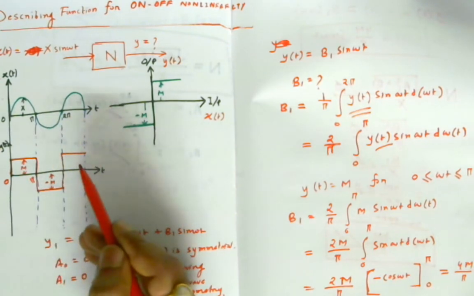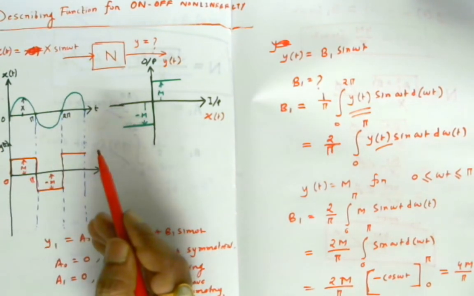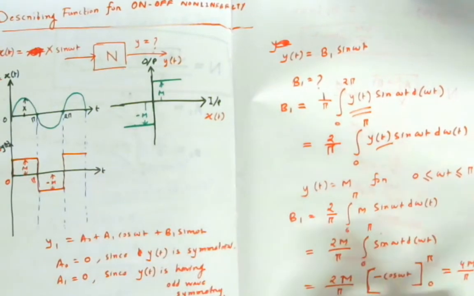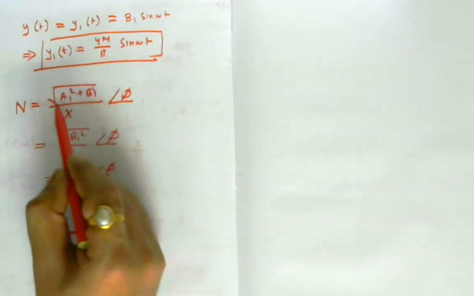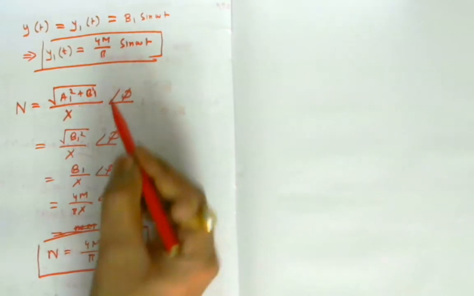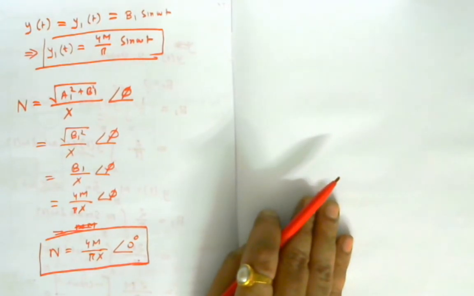In the case of backlash, you will not find any kind of symmetry, so you have to find both a1 and b1. After finding a1 and b1, you find the ratio root over of a1 square plus b1 square by X, and also find the phase difference. That is N, the describing function. After having the describing function for all the nonlinearities, we will move to determine the stability using the describing function method.